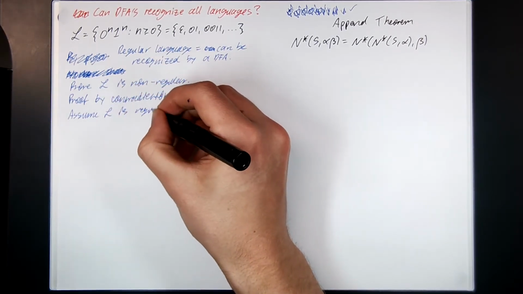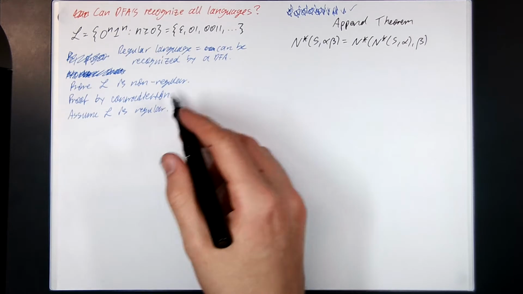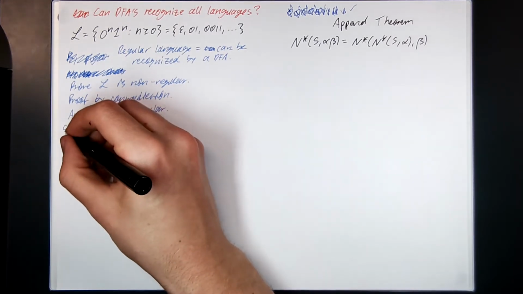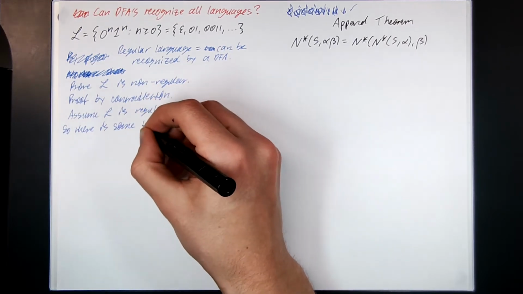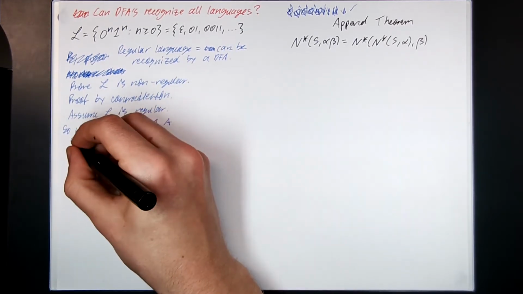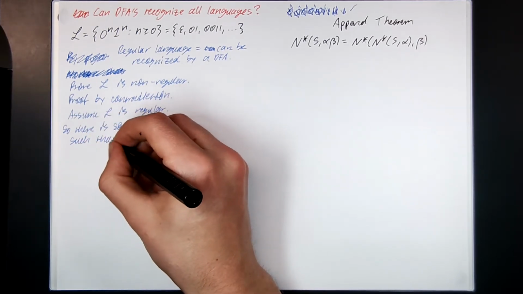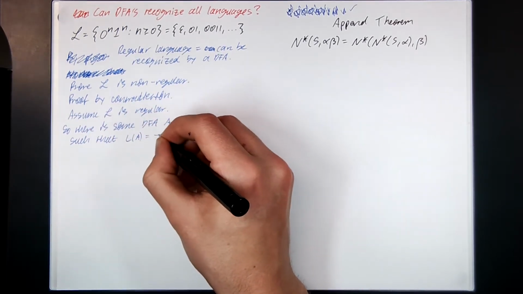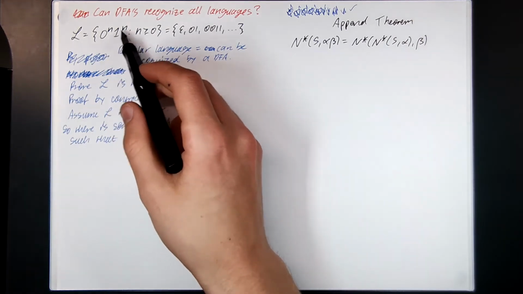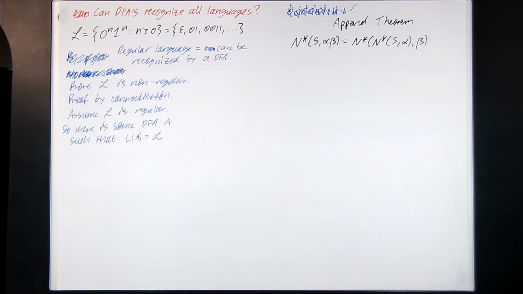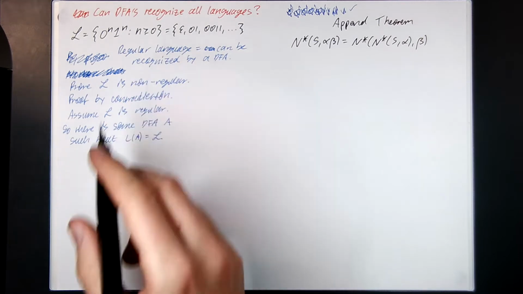If L is regular, what does that tell me? Well, if it's regular, then there is some DFA that recognizes it. So there is some DFA, I'll call it A, such that the language that A recognizes is equal to this set here, curly L. All right. Now, what I want to do is take a string from this set and use pigeonhole principle to pump one part of it up and try and prove that the DFA accepts strings that aren't in the language.